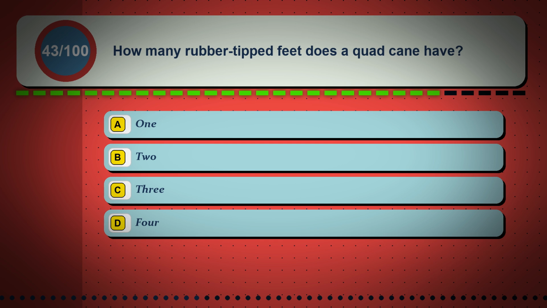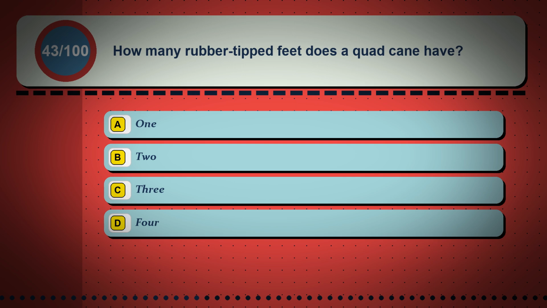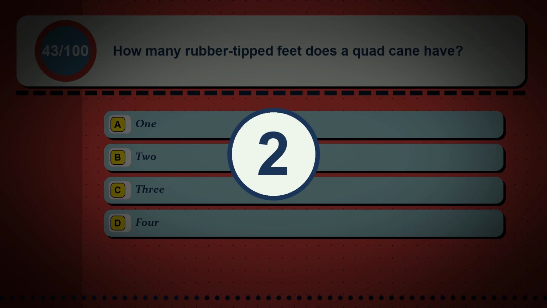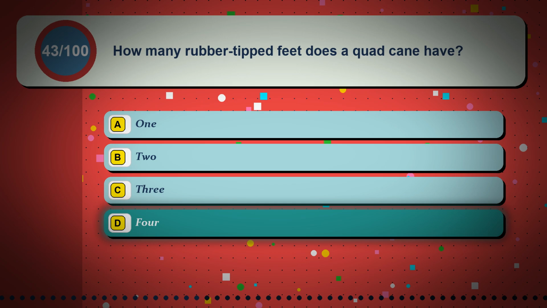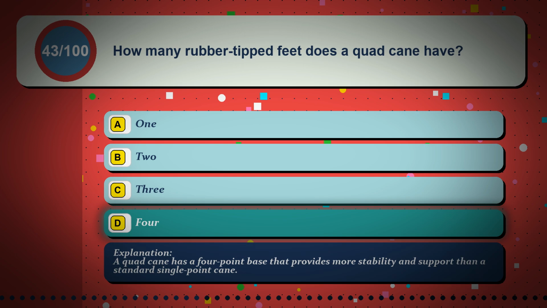Question 43. How many rubber-tipped feet does a quad cane have? Option A. 1. Option B. 2. Option C. 3. Option D. 4. The correct answer is option D. 4. A quad cane has a 4-point base that provides more stability and support than a standard single-point cane.